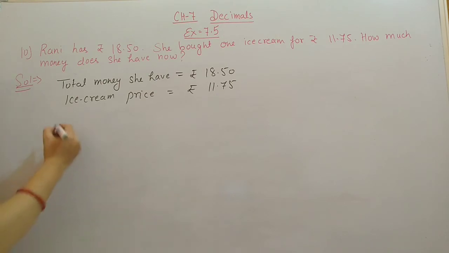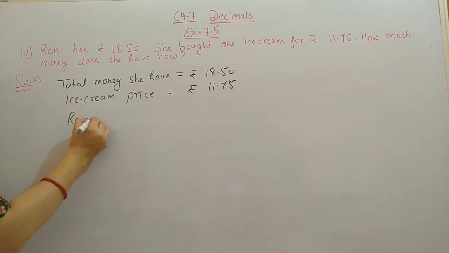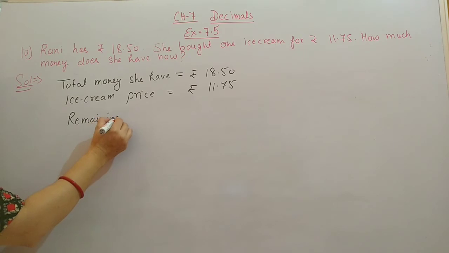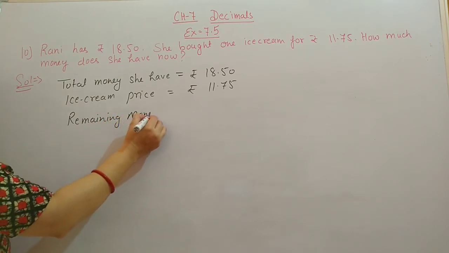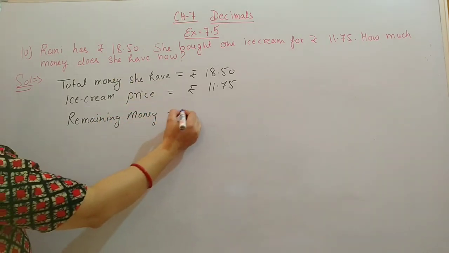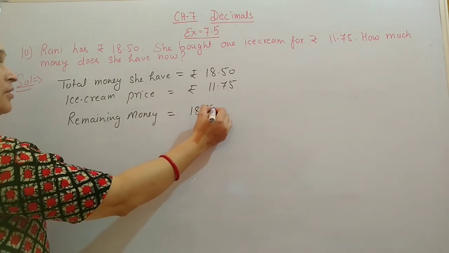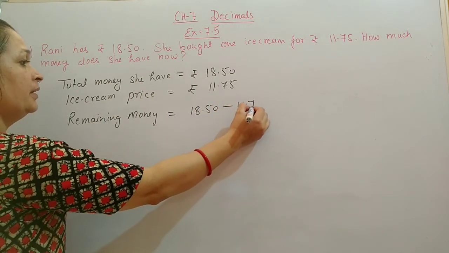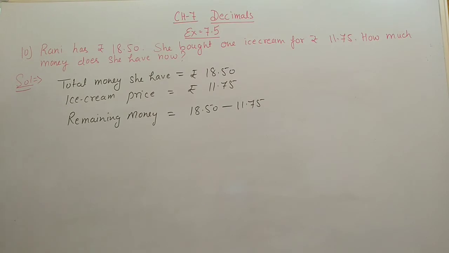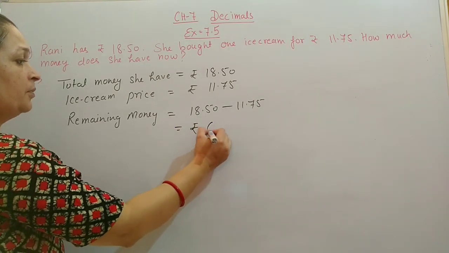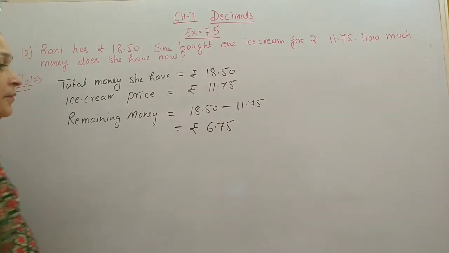Means remaining money. Remaining money is the difference between the total and the ice cream she bought, which will be 18.50 minus 11.75, which is equal to 6 rupees 75 paise.